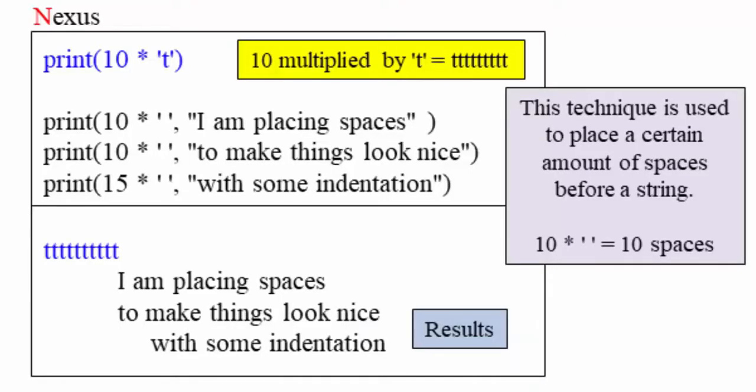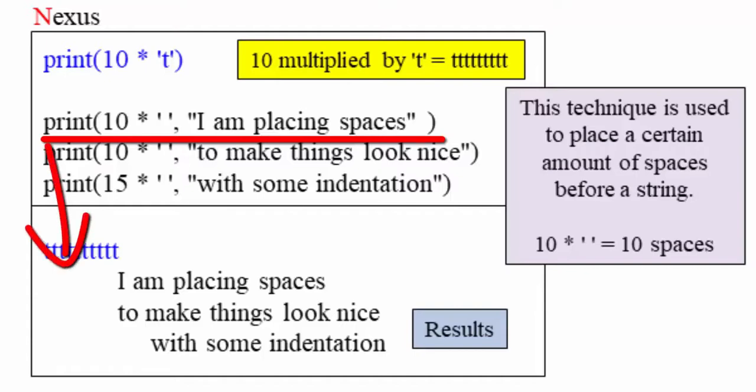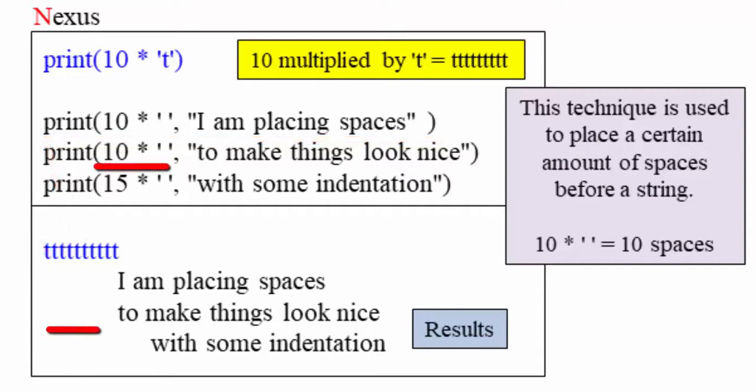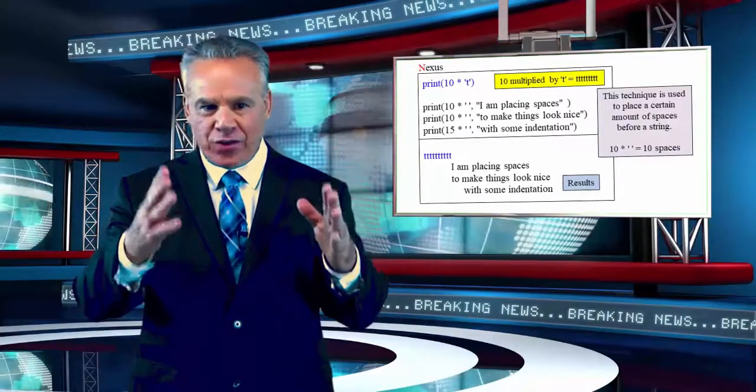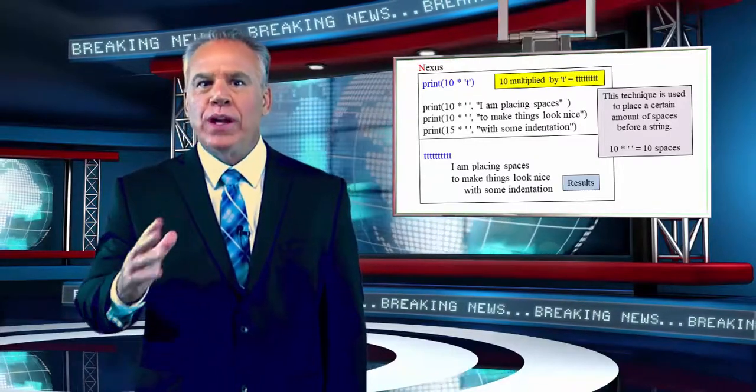This is a great way to indent. Look at this. I'm going to say print, open paren, 10 times single quote space single quote, comma, and then I'm going to actually print out a line. It's going to indent 10 spaces. The next one, I'm indenting 10 spaces, and then I'm going to make it even look nicer by indenting 15 spaces. What a great way to really learn how to format forms and things of this nature. Addresses. You can put things where you want in Python by using that great little technique.